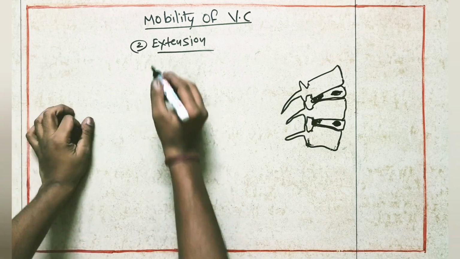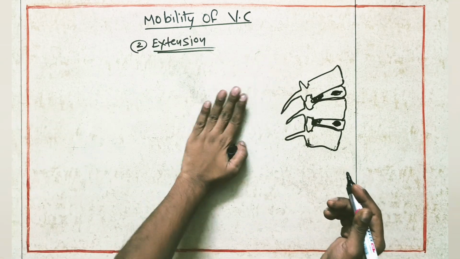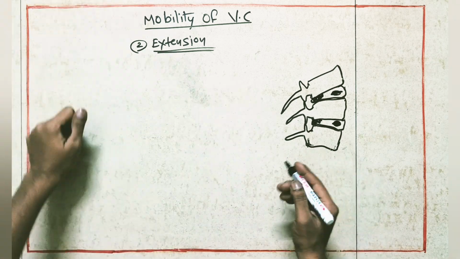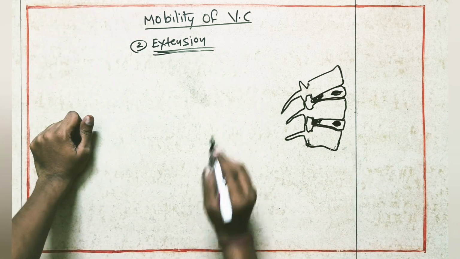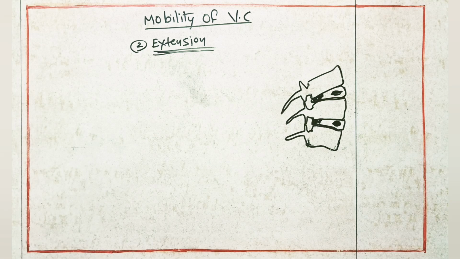Okay, this is the second movement, extension. If we know flexion, it's very easy to understand extension. We'll finish it in 1 minute. Okay, so here we are having extension movement.